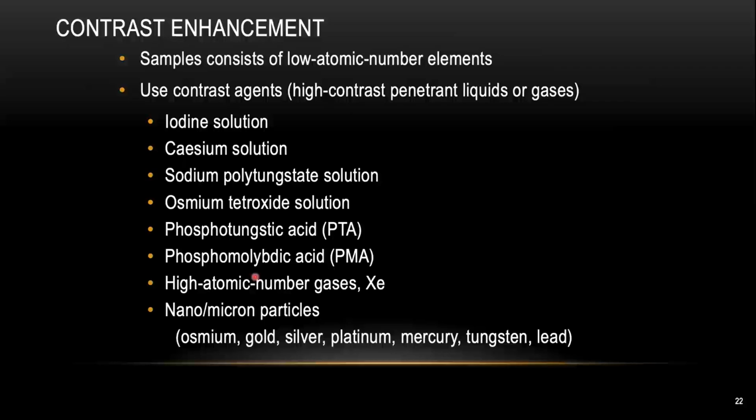And here is this contrast agent I mentioned earlier. So again, if you're working on some sample that doesn't have very good contrast, such as some low atomic number material, like carbon-based material, or some polymer sample, or even just some biological soft tissue, they don't have very good contrast on the CT image. So you might need some kind of contrast enhancement.